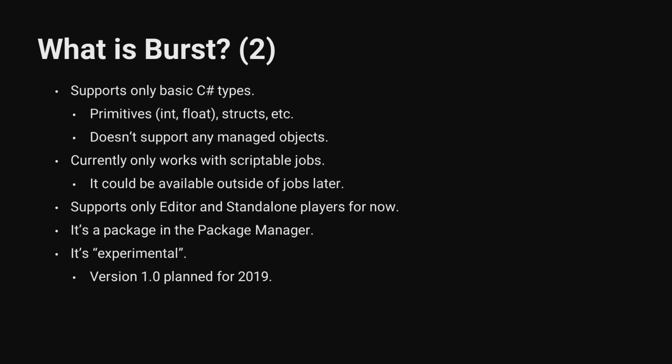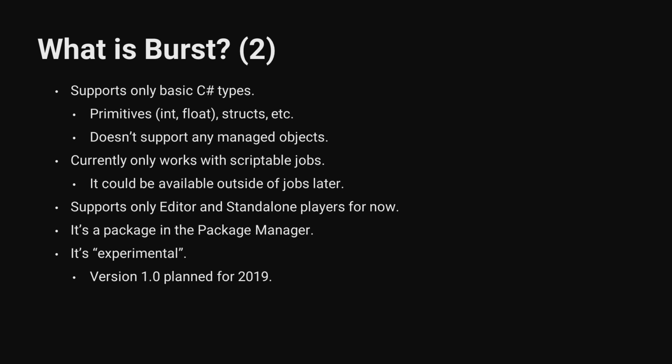It supports only basic C# types. So something very similar to what I was telling you about the jobs, that they use those primitive types only. This doesn't support any managed objects. And currently, you can use Burst only to optimize your code inside jobs. But there is a plan to make it available for any code in your project. But as I say, probably not all the code in your project, because you don't optimize things that will run only once.